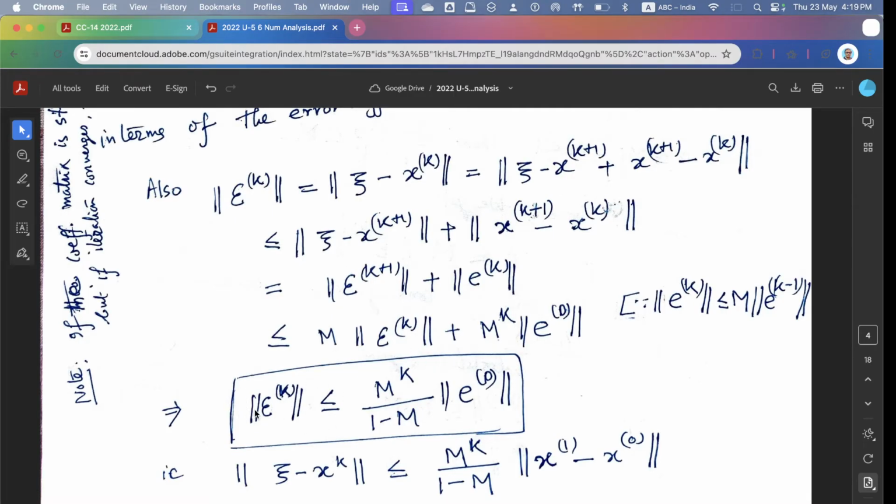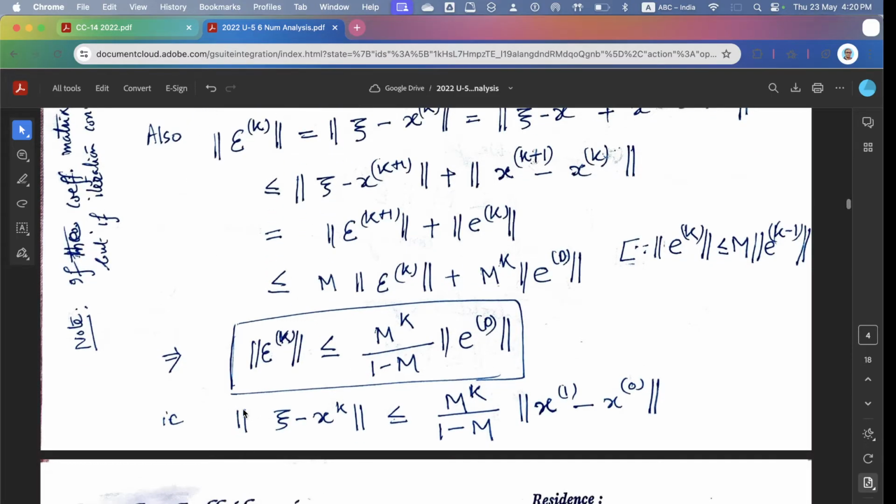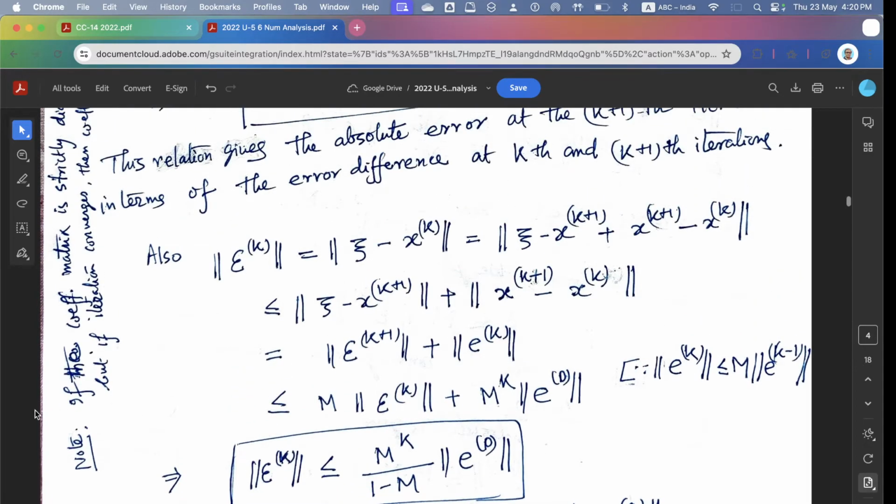So we can write norm of epsilon k less than or equal to m to the power k by 1 minus m norm of epsilon 0. That is the norm of xi minus xk. Actually, this is the bracket, not power, the iteration for k iteration xk less than or equal to m^k by 1 minus m norm of x1 minus x0. And note that this is the vertical line.